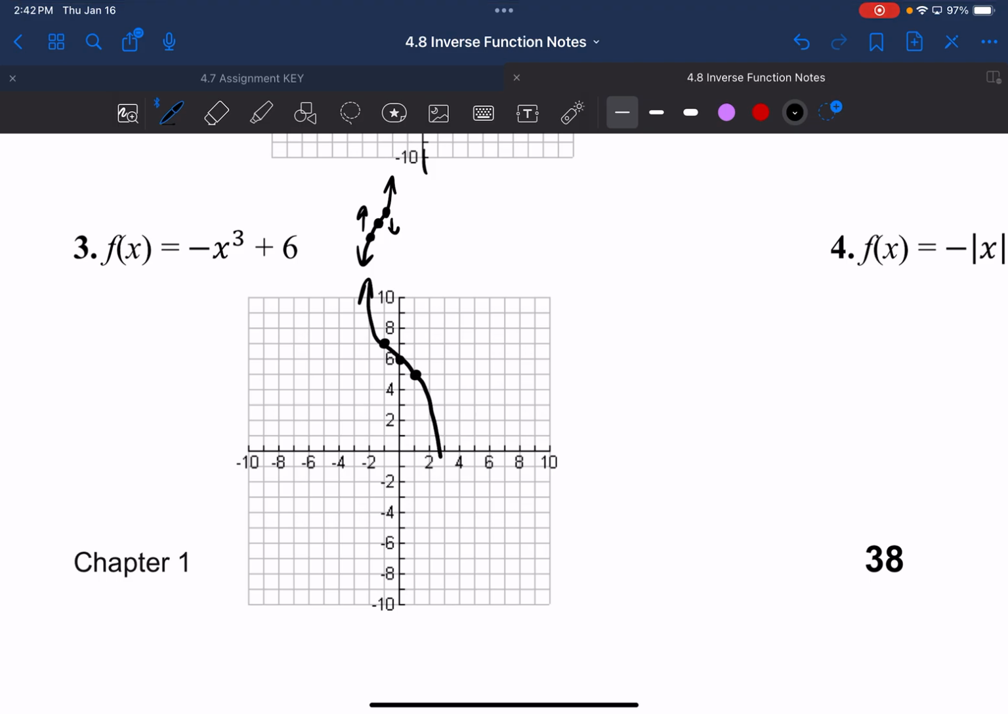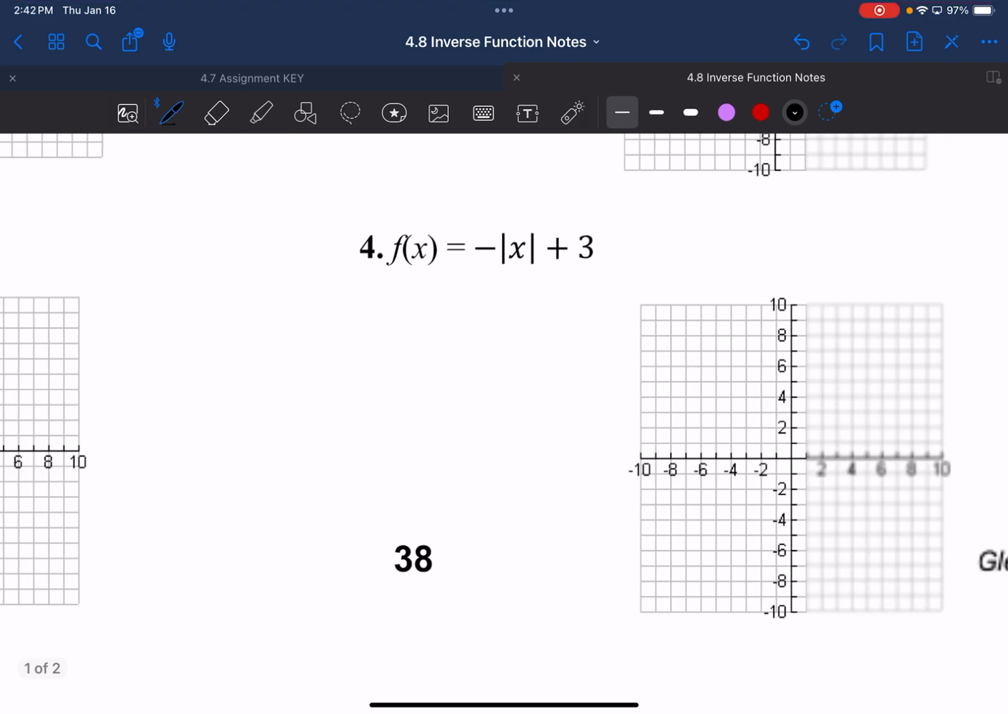Okay, so here's our approximate sketch. What do you guys think? Does it pass the vertical line test? Yes. What about the horizontal line test? Yes. So, will it have an inverse? Yes. Good.